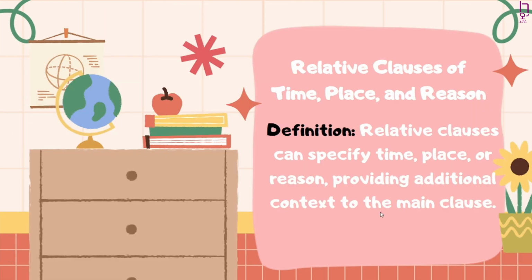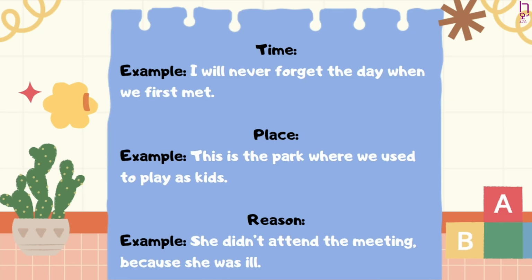Relative clauses of time, place, and reason. A relative clause can specify time, place, and also reason by providing additional context to the main clause. That's the function of a relative clause. For time, for example: I will never forget the day when we first met. And place: this is the park where we used to play as kids. And reason: the reason she didn't attend the meeting was because she was ill.